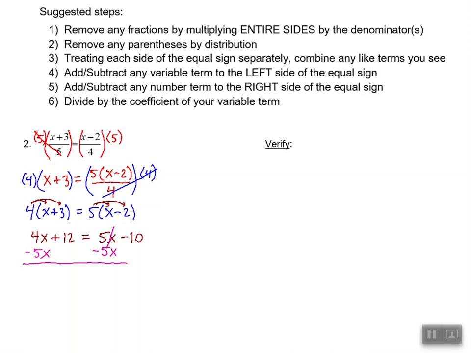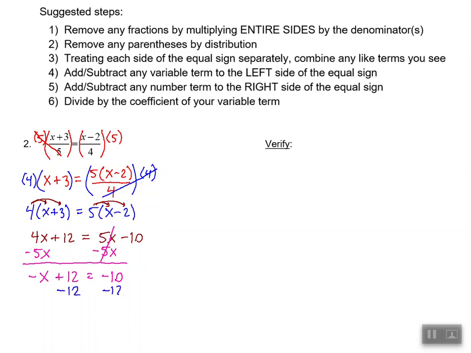And now I'm going to cancel that term away. And I have 4 take away 5 is negative 1, so this becomes negative 1x. I don't need the 1. Plus 12, equal sign, negative 10. Okay, once I moved my x terms, my variable terms to the left side, I'm going to move my number terms to the right side.